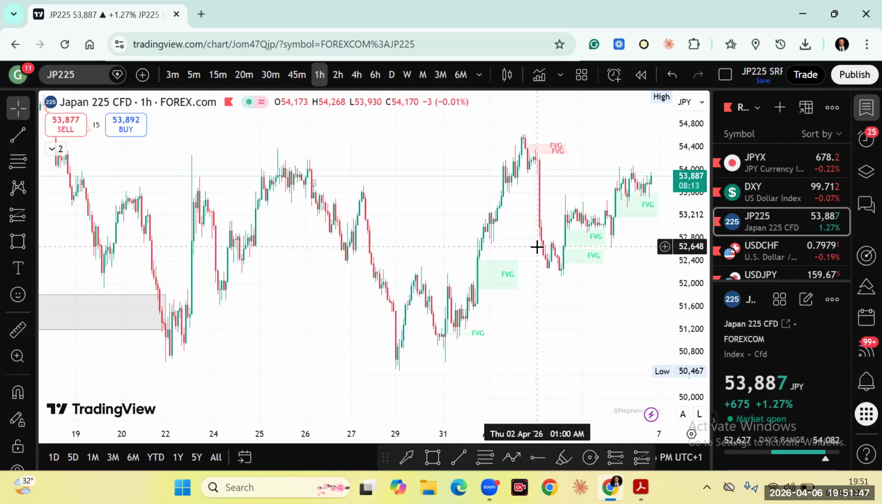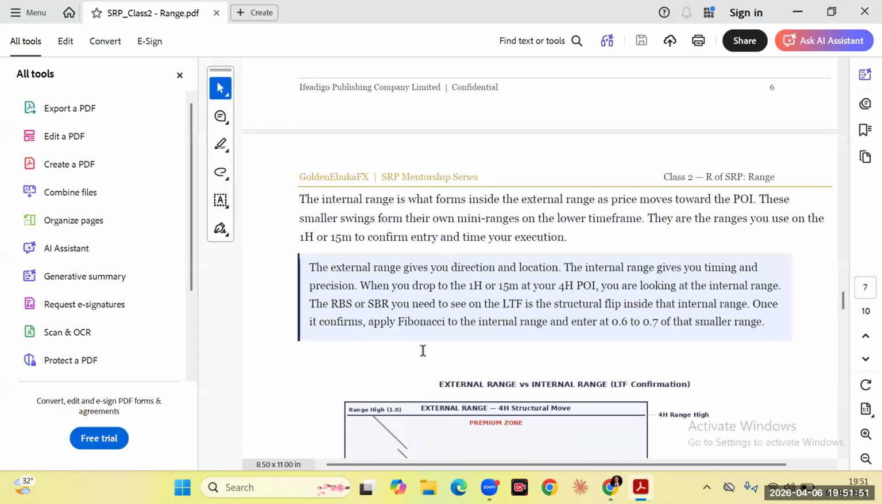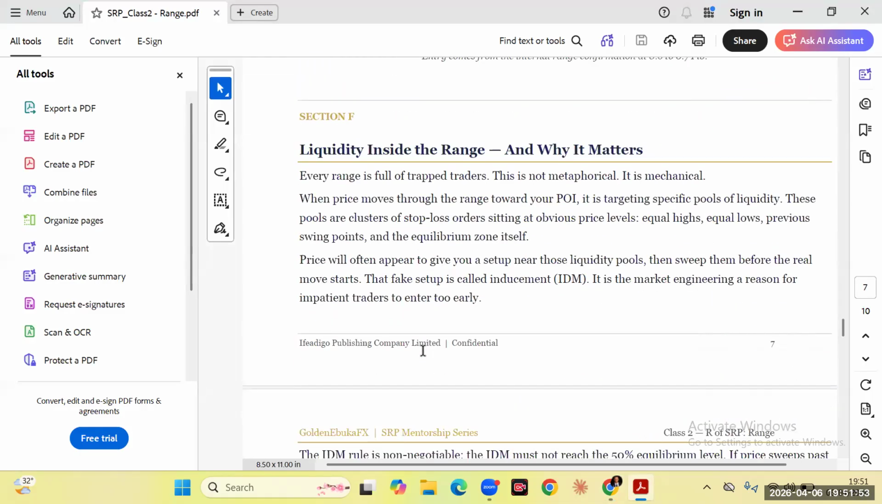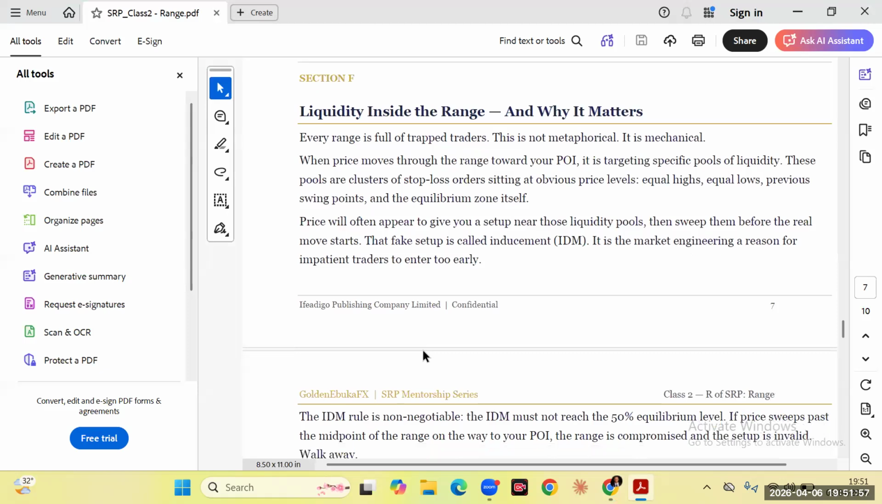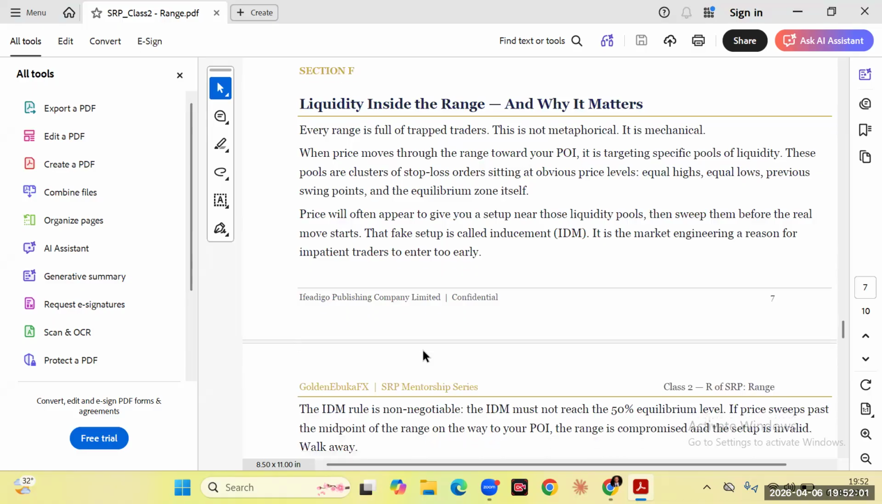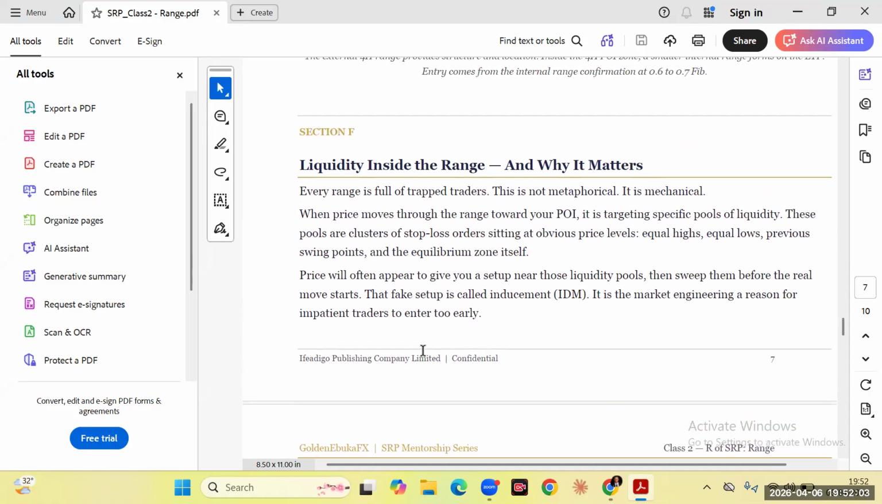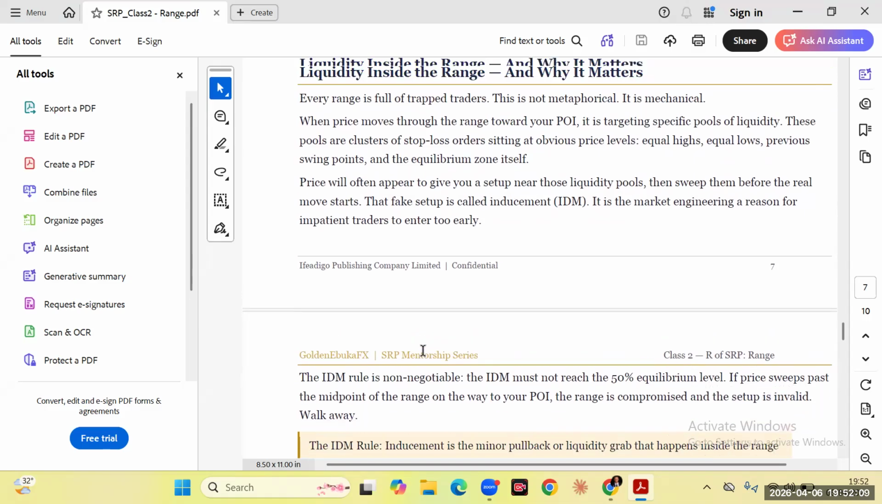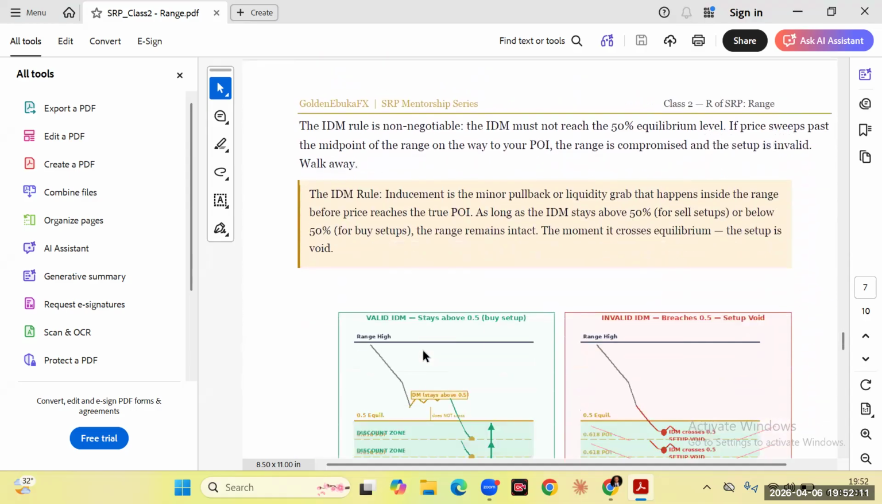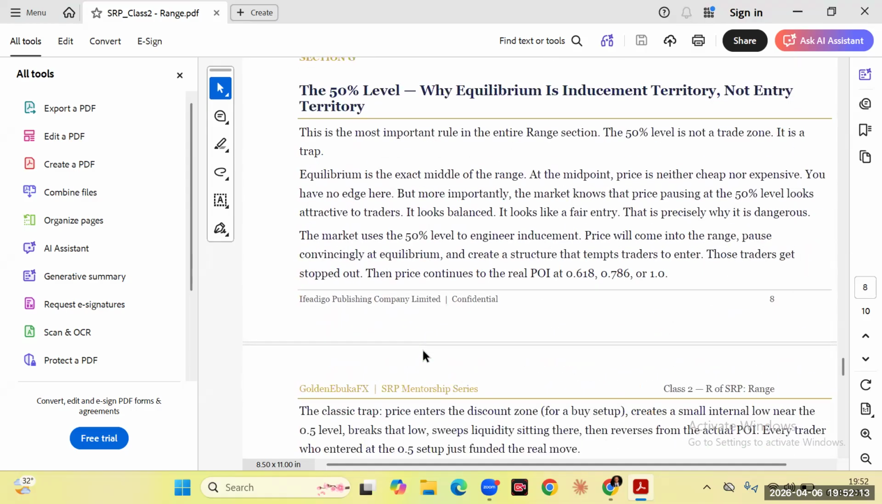Understanding the range is very, very powerful. Let's see what we have here. So inside the range, when price comes to your POI, wait for price to clear liquidity. Price always clears liquidity, basically, even before it comes to your POI. So price must always clear liquidity. If price does not clear liquidity, you are the liquidity.